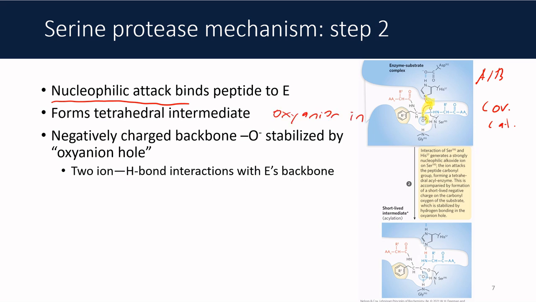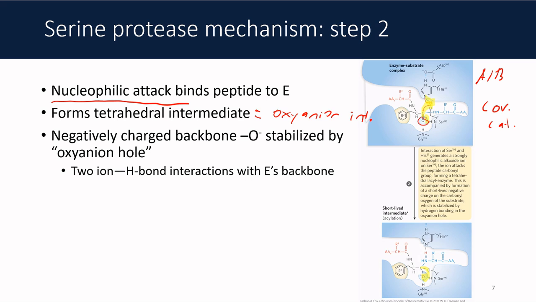Oxyanion intermediate, which is basically the same thing as the tetrahedral intermediate. You can perhaps get a better look of it down over there. The oxygen, the O- that I just highlighted, is the same one up there. And this is the bond that we just formed between our substrate and the serine alkoxide.